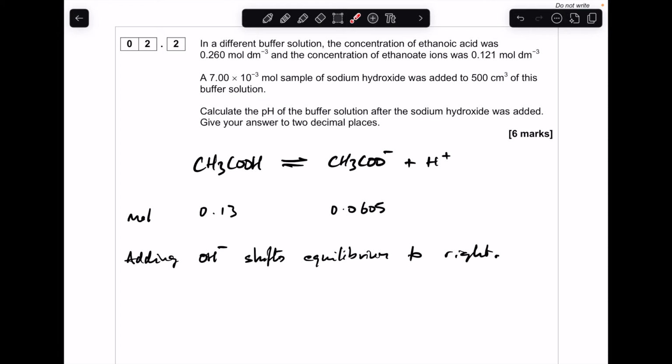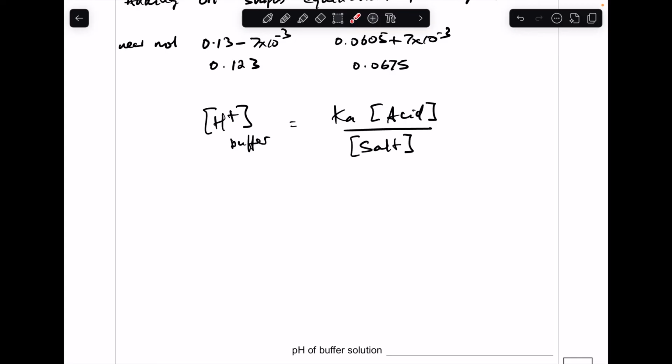Next thing we need to appreciate is that when you put some sodium hydroxide into the buffer, it's going to react with the H plus ions, so they're going to go down. So this system's going to shift over to the right to replace them. So the ethanoic acid is going to drop by the number of moles of sodium hydroxide, so it'll go down to 0.123. The moles of salt is going to go up by 7 times 10 to the minus 3 to 0.0675.